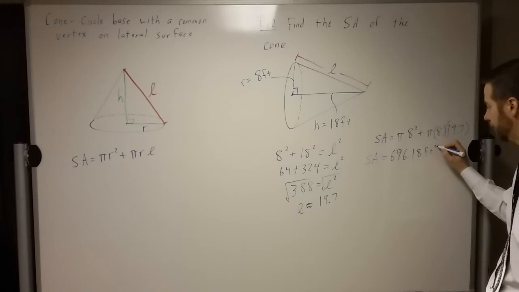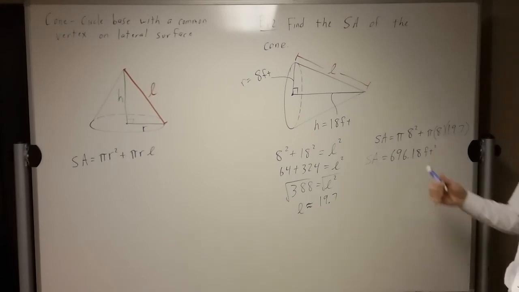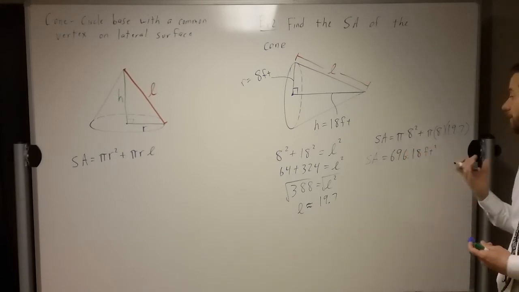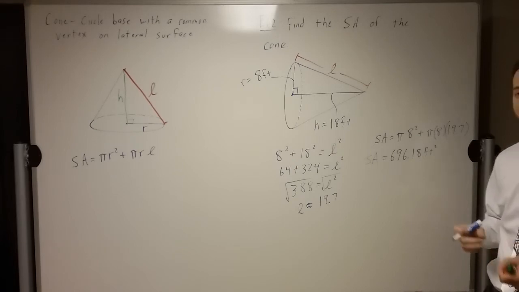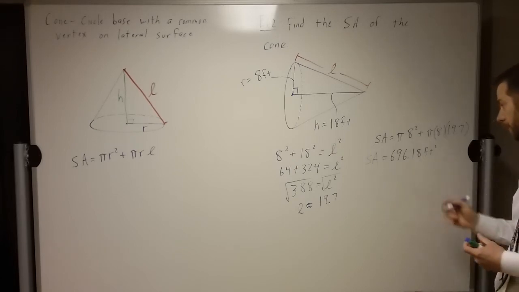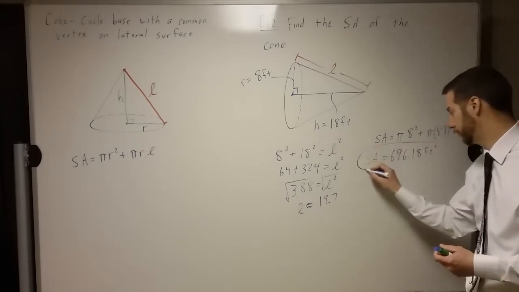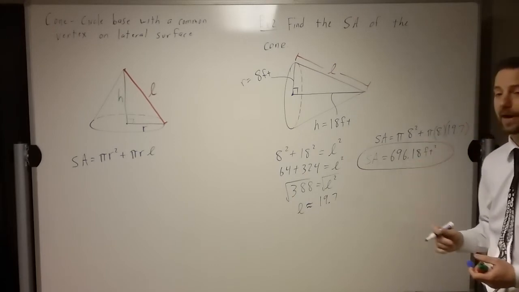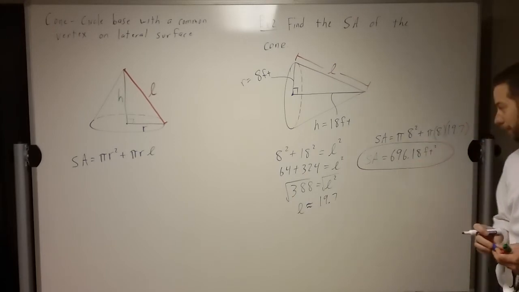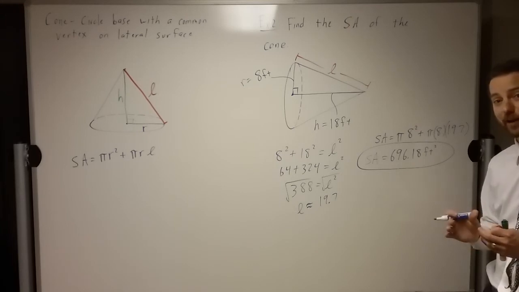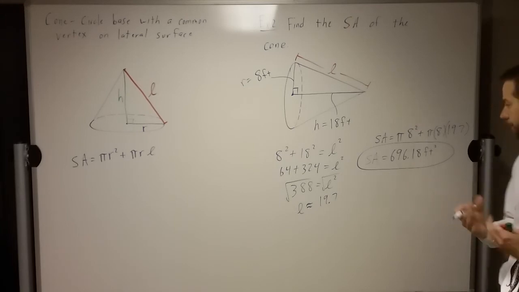The other thing that could cause a little bit of rounding difference: I used the pi button. If you use 3.14 for pi instead, you're going to get a slightly different answer, but it should be real close. So if you get like 3,000 or something, that's not a rounding difference. But if you get like 697, that might be a rounding difference.